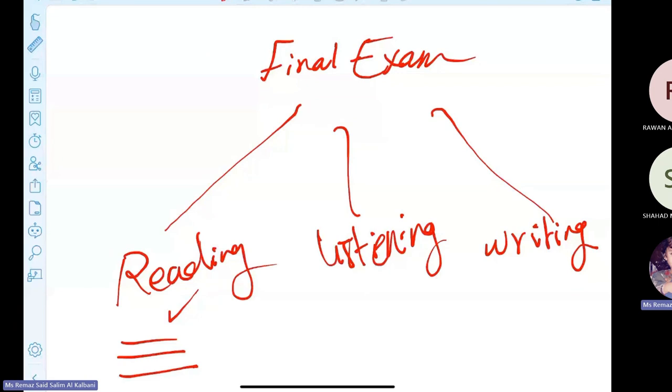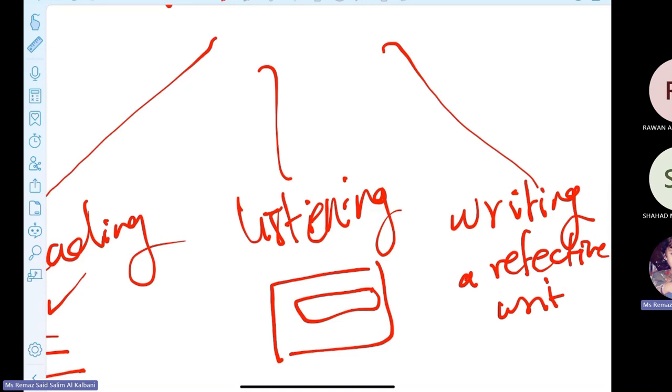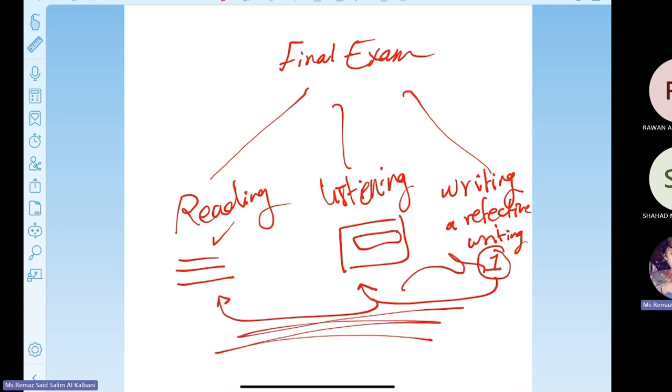Listening, there are specific techniques, we will go through it again, inshallah. And for writing, you will write a reflective writing on one idea that you will bring from listening or reading. Only one idea you will reflect about it. Is it clear?